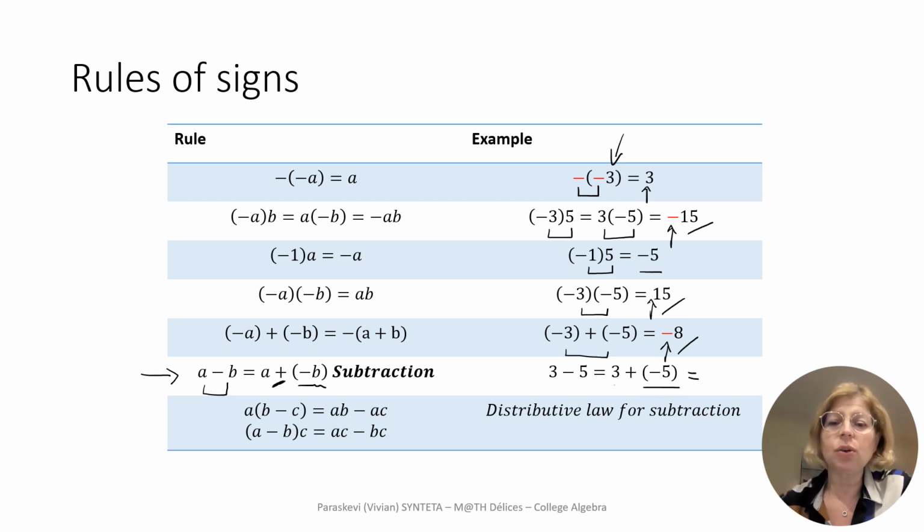So addition of two numbers with different signs, according to the rules of signs, we keep the sign of the largest number, so the minus from the 5, and we do subtraction. So 5 minus 3 will be 2. So the result will be a minus 2. And finally, the distributive law for subtraction, that we will see probably later on. It will be much easier to understand it.